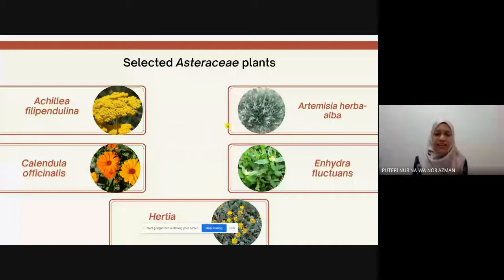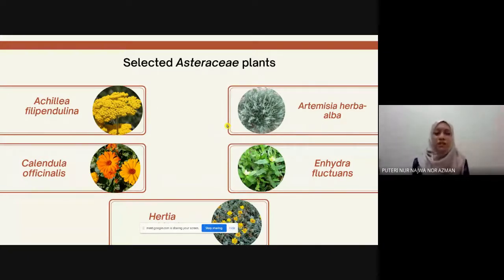Okay, all right. Thank you for the question. So the reason why I chose Asteraceae is because it is one of the largest flowering plant families that can easily be grown anywhere. And besides that, it has been reported that these plants under the family Asteraceae have various medicinal properties. For instance, anti-inflammatory, antimicrobial activities, enzyme inhibition, and so much more. Yeah, they have various medicinal properties.